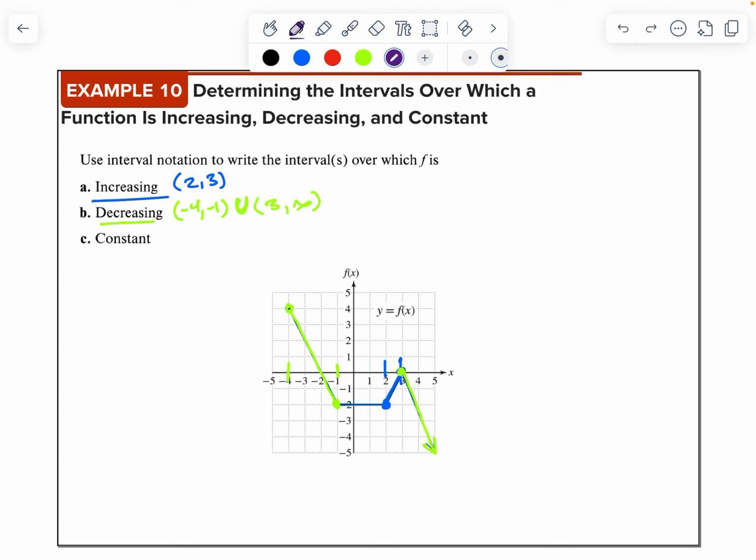And where is our function constant? Where is it flat? It's flat from there to there. That's from -1 up to 2. And so that is our interval. That's the only place where it's constant.